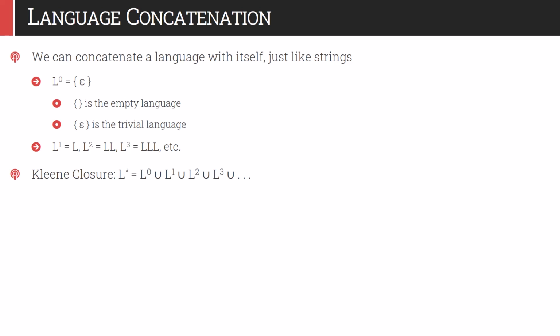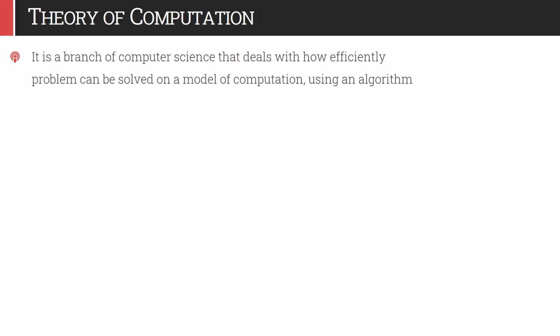Kleene closure of a language is defined by L star. That is L0, the language of strings of length 0, union L1, the language of strings of length 1, and so on. Similarly, we have the positive closure for the language, that is L plus. So L0 will not be part of the positive closure.